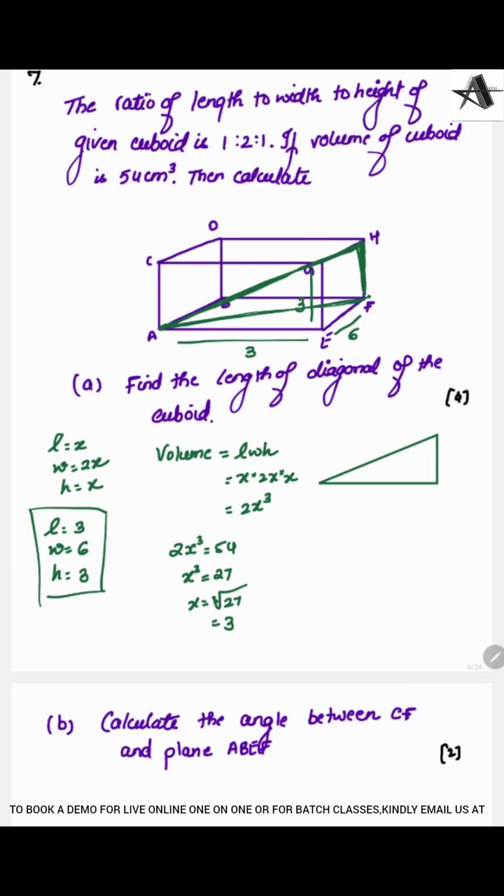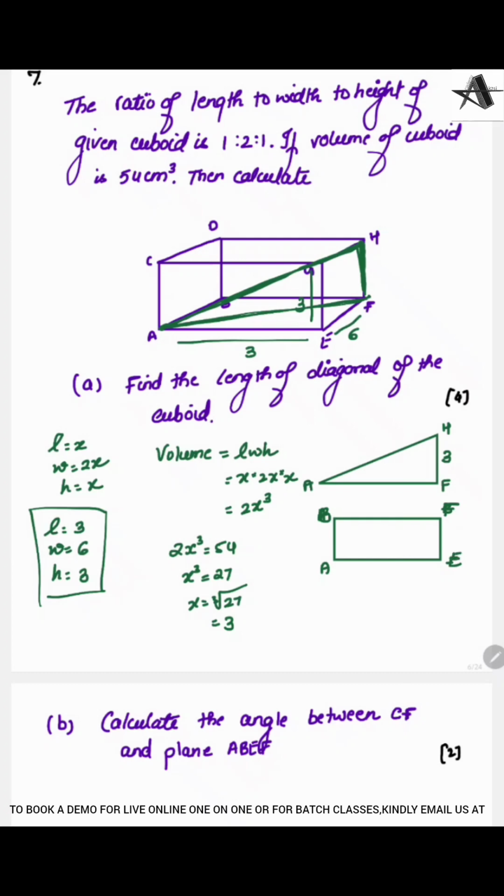So this is A, this is F, and this is H. A to H we have to calculate, because this is the diagonal of the cuboid as well as the hypotenuse of this right angle triangle. HF is the height, which is 3, and AF is the diagonal of the bottom base ABFE, that we have to calculate. Now see this one, ABFE.